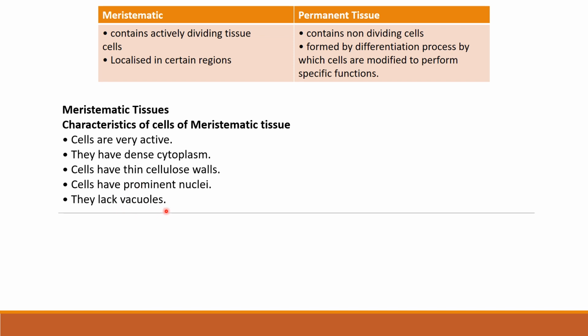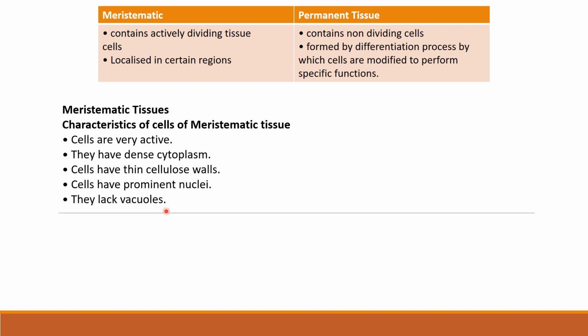Then after that, prominent nuclei. Why? Because they are dividing continuously. There can be a number of nuclei as well. The nuclei are prominent because they have to divide, right? As you studied in meiosis and mitosis, for the division process the nucleus has to be divided, and for division of the nucleus the chromosomes have to be condensed. So the nucleus should be prominent so that it can be easily divided.